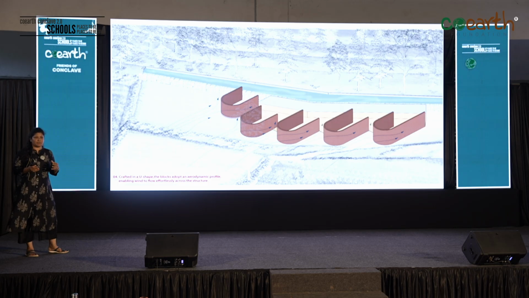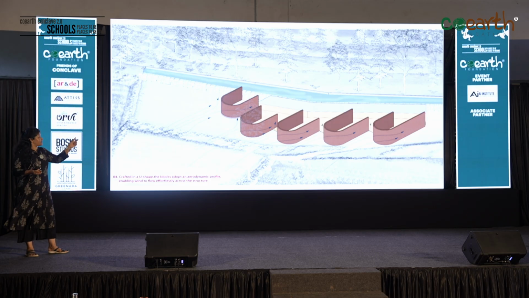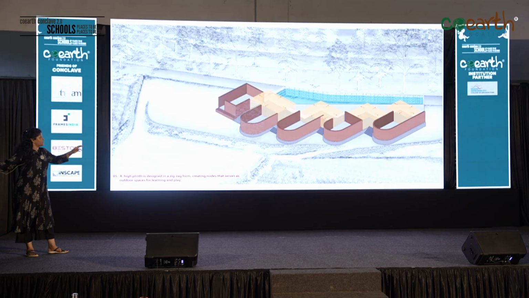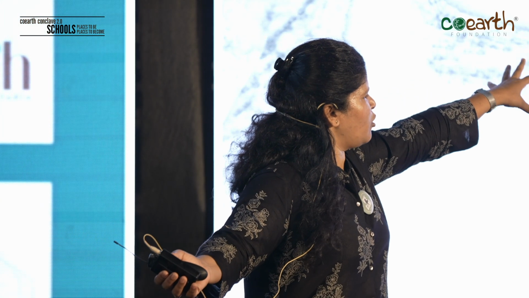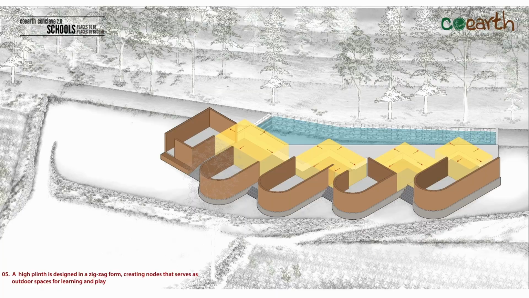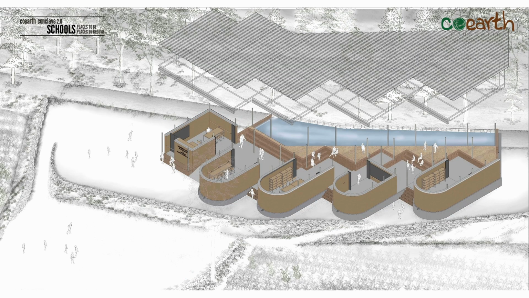Windows are a very expensive affair, so we can't do the windows. That's why it also becomes a courtyard in a way, for ventilation and better light. And at the back, the yellow boxes have been crafted because of the water moat. It's not just a wall, it becomes a plinth, which can be crafted as an amphitheater, indoor amphitheaters for the students. And this is how the entire project has been imagined.